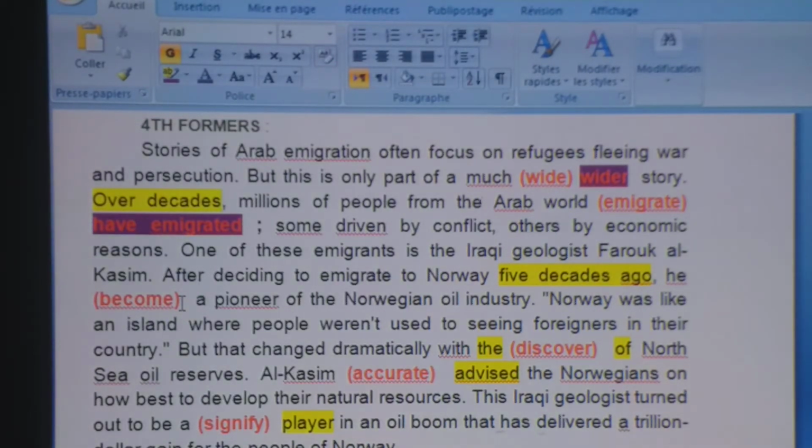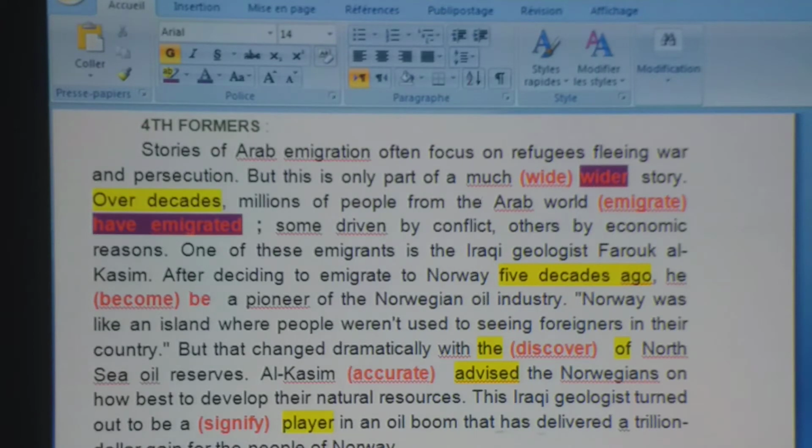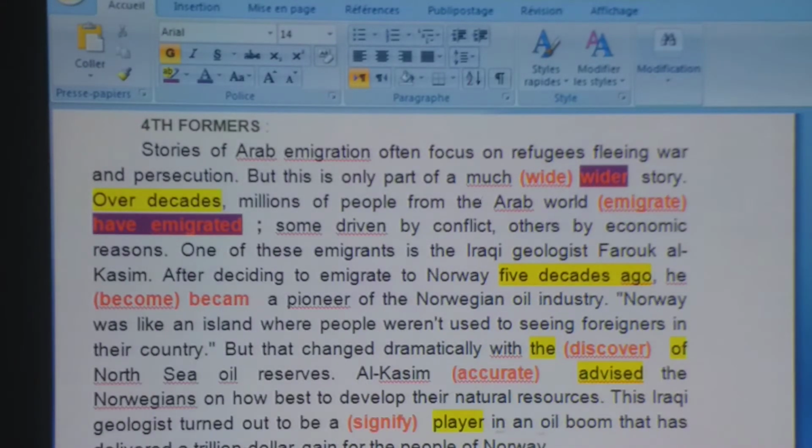So what is the simple past of become? So become here is not a regular verb, it is an irregular verb. So I'm supposed to learn the list of my irregular verbs. So here it is became. Okay, nice. So he became a pioneer. He became a pioneer of the Norwegian oil industry.